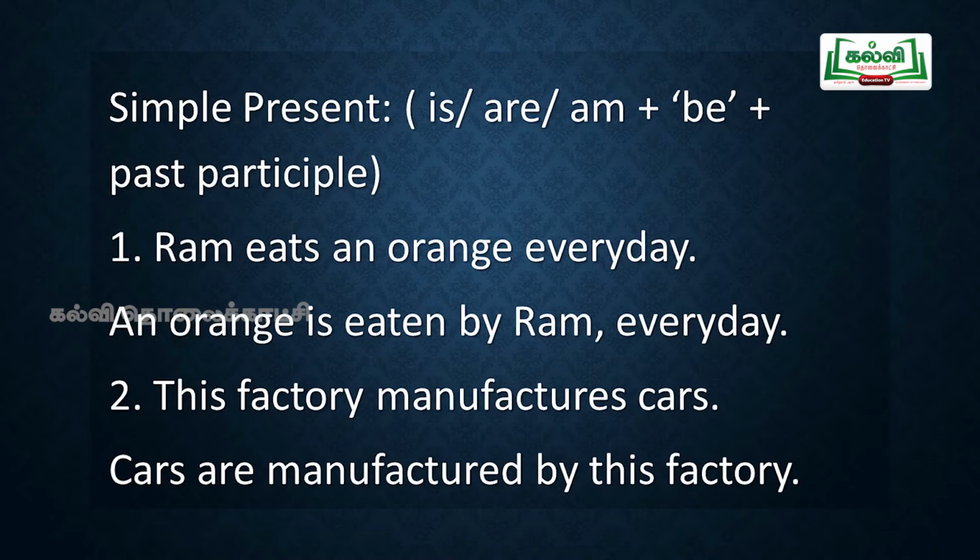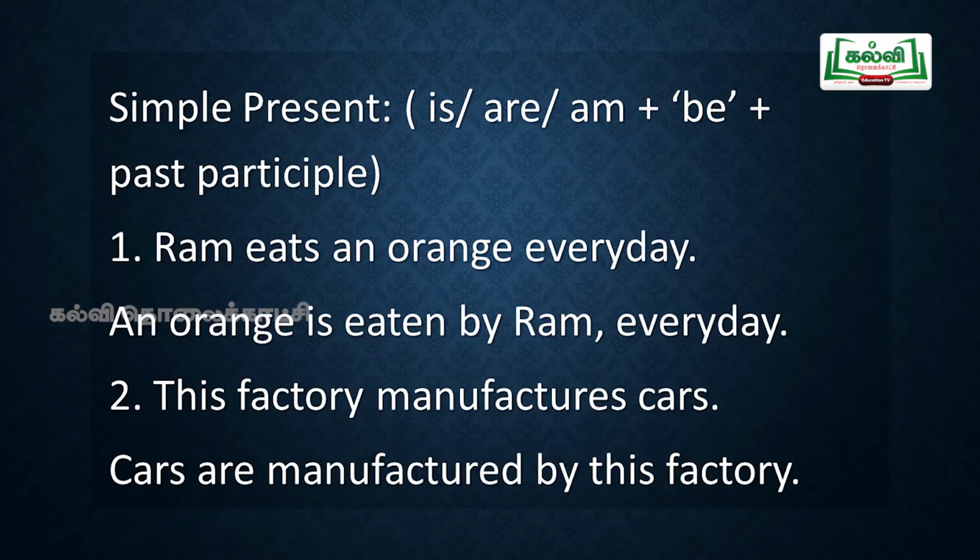Now look at the sentence. Ram eats an orange every day. Ram subject, eats verb. Ram eats what? An orange. So an orange is the subject of the sentence in the passive. An orange singular, so I choose is. Then the past participial form of eat. Eat present tense, ate past tense, eaten past participle. So an orange is eaten by Ram every day.